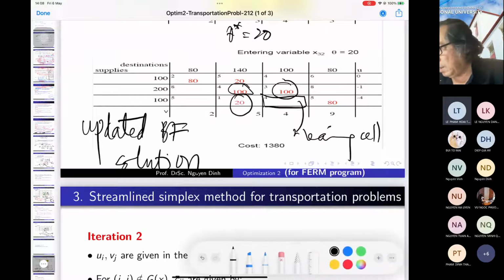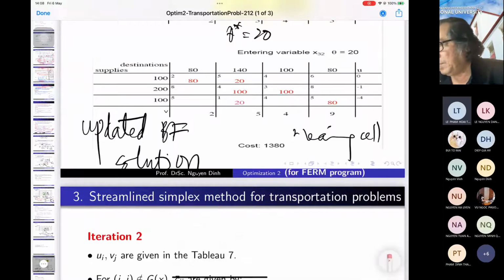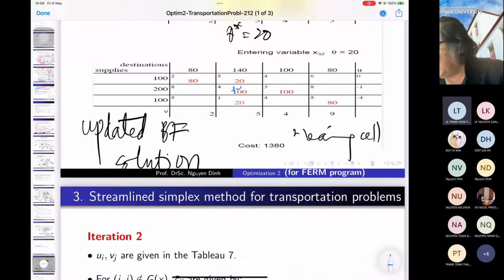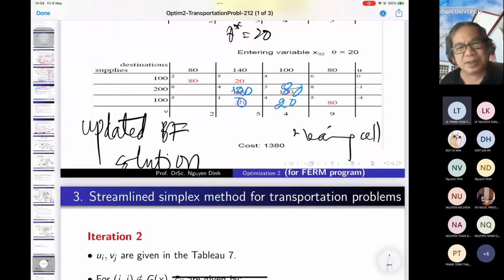I delete all the things I write down here. So you see, this is the updated BF solution. The O1, you remember the O1, you have what? The O1 here is 120, and here is 80. Here is 20, here is 0. Is that okay? That's the O1.